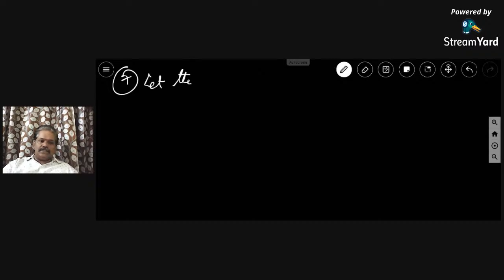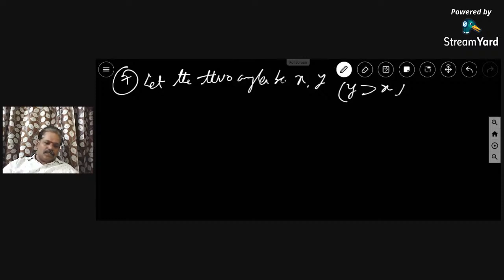Let the two angles be x and y, where y is greater than x. Assuming that y is greater than x. So the first condition says, case 1, two angles are complementary. As we know, complementary means x plus y is equal to 90. So we got the equation.